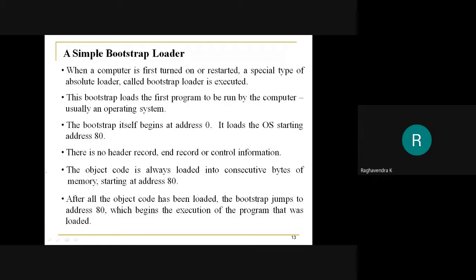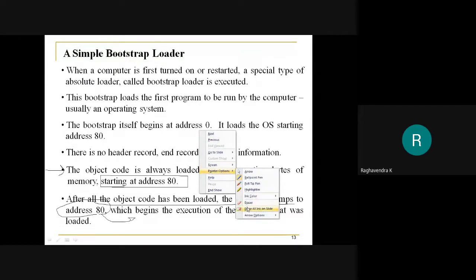The object code is loaded into consecutive bytes of memory starting at address 80. So from address 80, you will have the operating system. After all the object code has been loaded, the bootstrap loader is going to jump to address 80 to begin the execution of the operating system. So this is the job of a bootstrap loader.